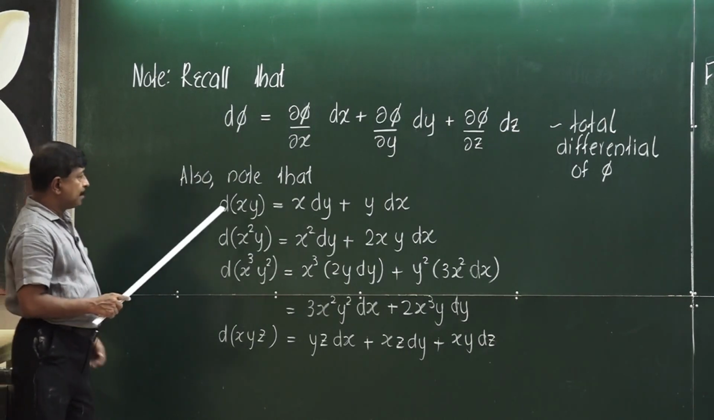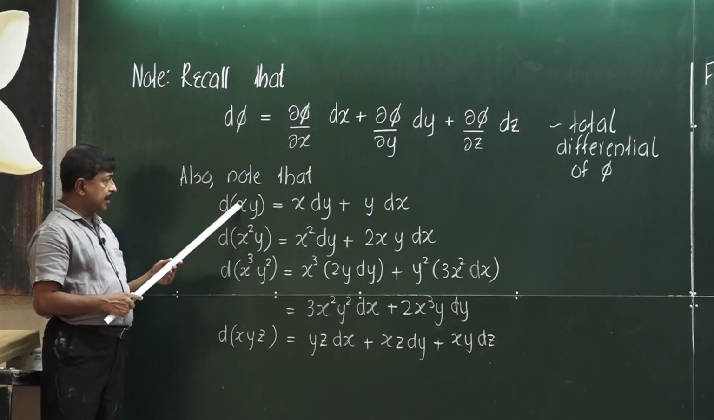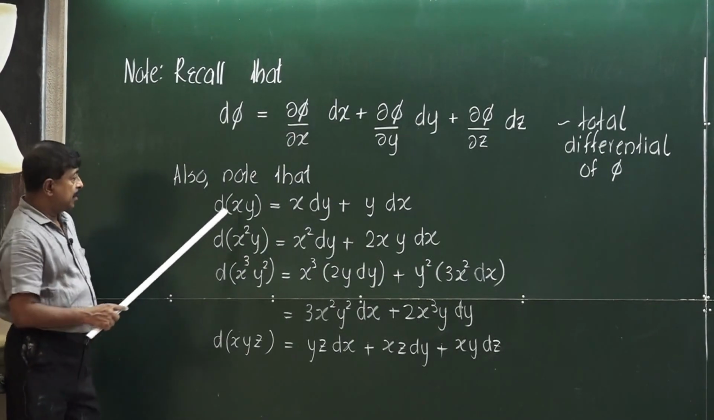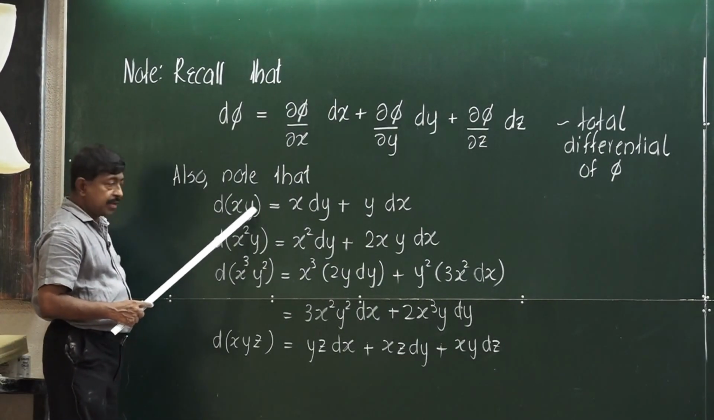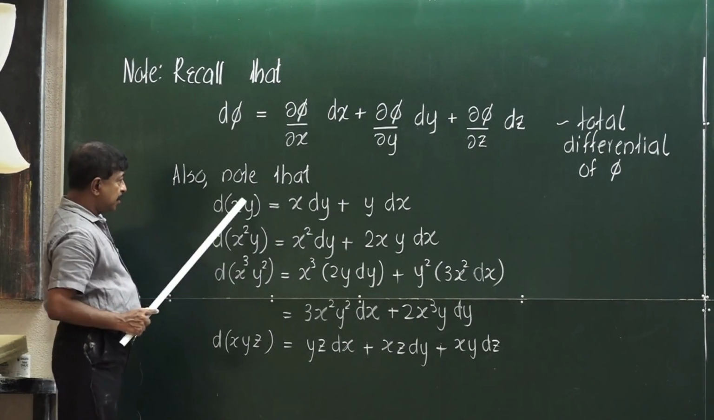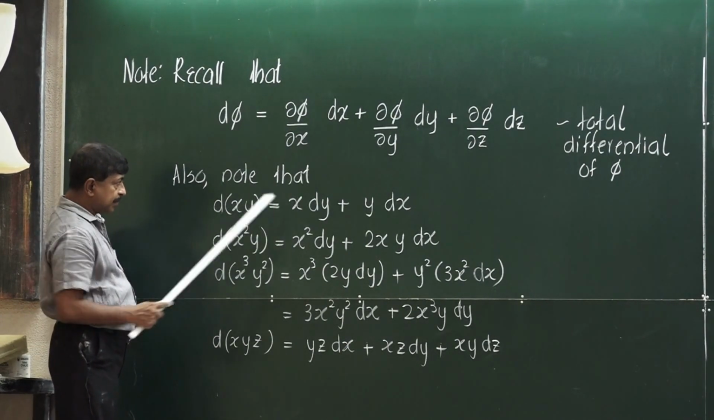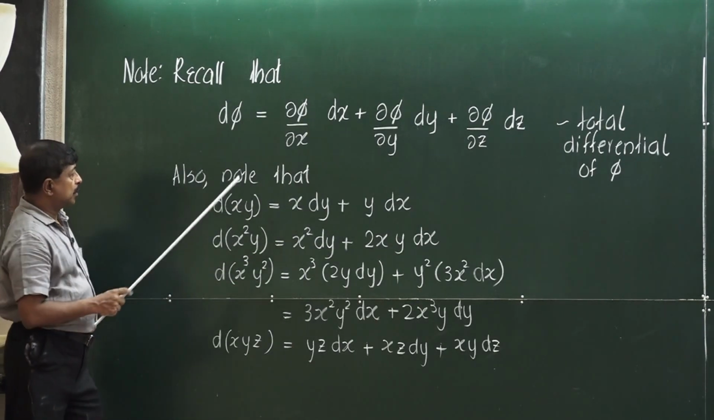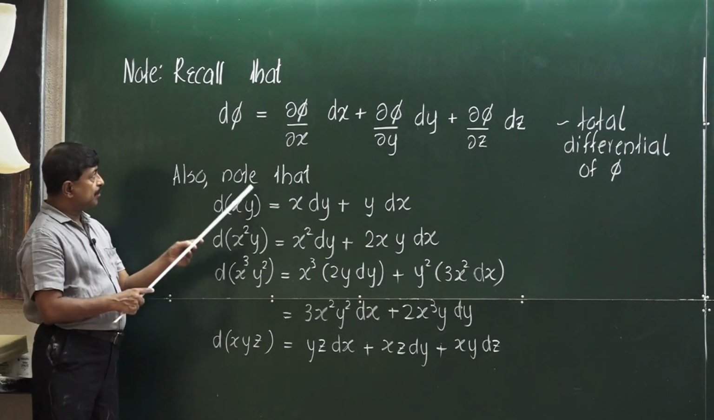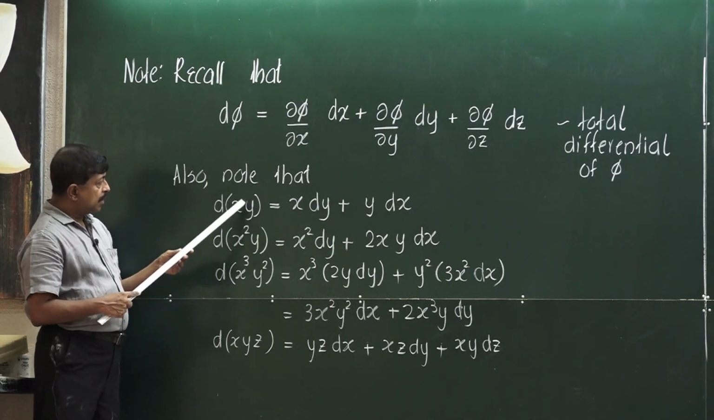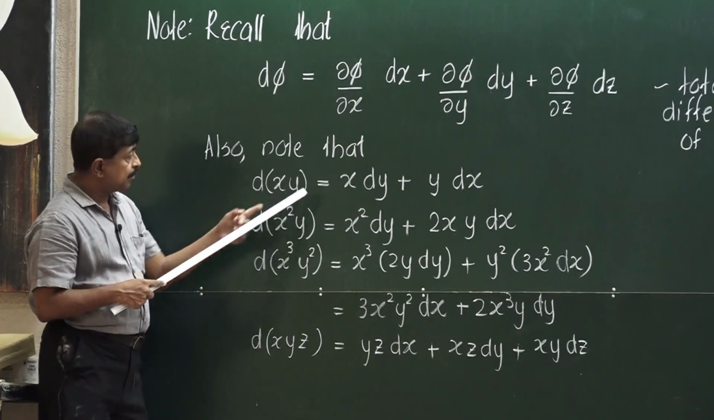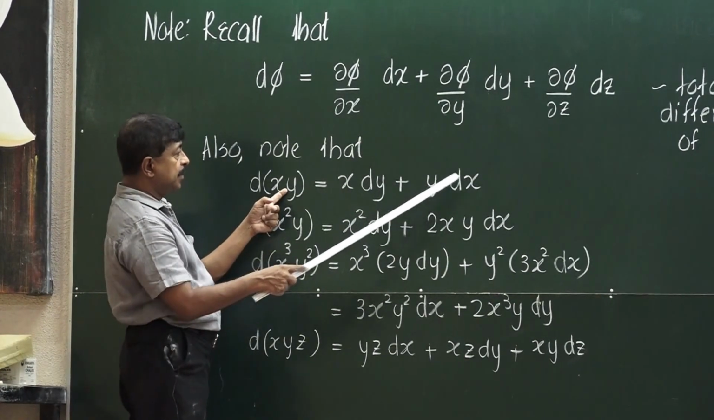Also note that if you have a product like this, the derivative can be obtained in two ways: x times the derivative of y, so x times dy, plus y times the derivative of x, or you can use this one. Look, if this is phi, the partial derivative of this with respect to x is y. So, you have y times dx here.